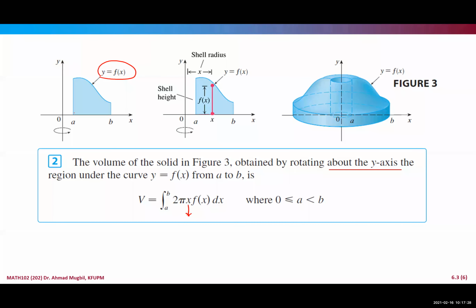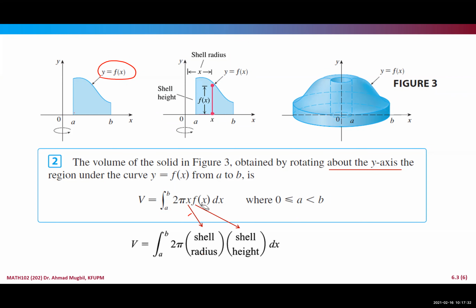This x, in fact, is the shell radius, and this f of x is indeed the height of the shell, and dx is the thickness variable. This is when the axis of rotation is the y-axis.